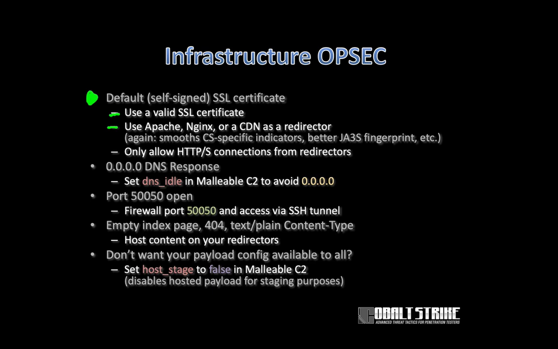I also recommend that if you do use an Apache, Nginx server or a CDN as a redirector, that you firewall your host to only allow HTTP or HTTPS connections from those redirectors. I recommend this step to keep your team server and its indicators, without the redirectors, out of systems like Censys. For the Bogon IP response, just set the DNS idle value in your Malleable C2 profile. No big deal there. For port 50050, I would recommend that you firewall the port and access it via an SSH tunnel.